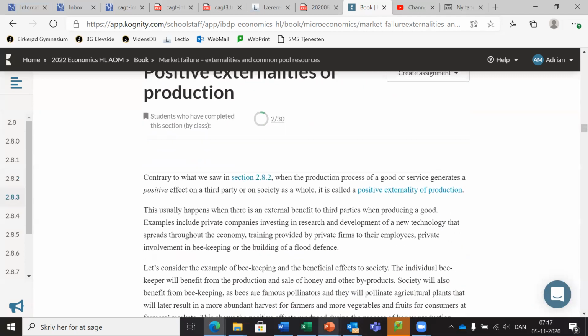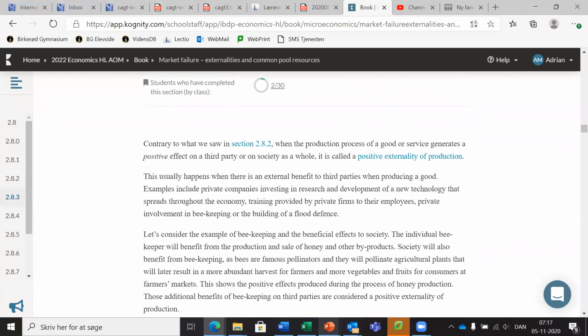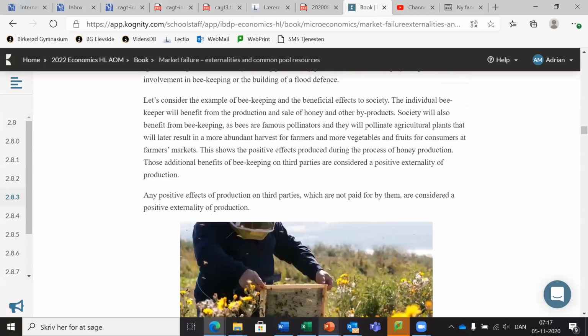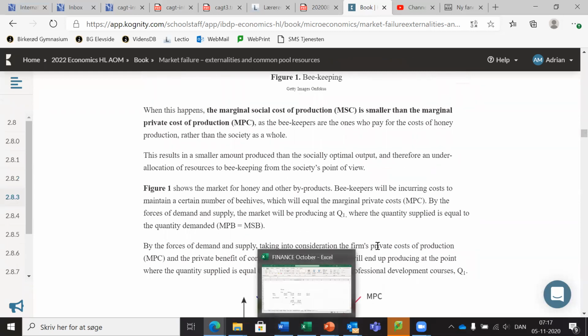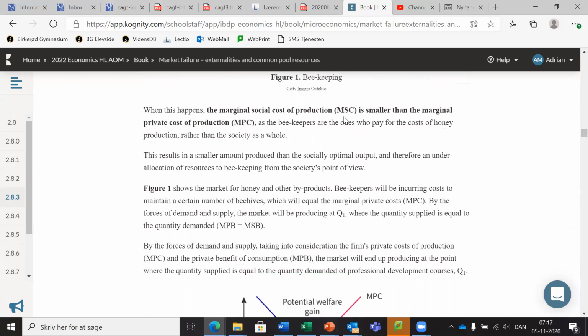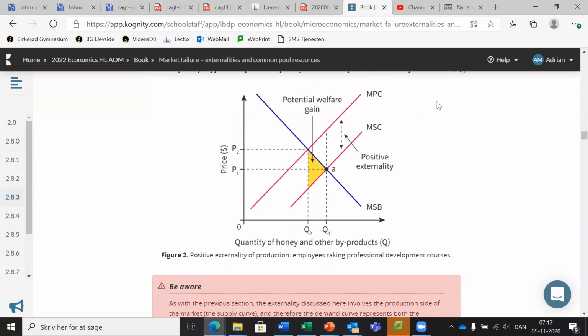Positive externalities of production. So not all production produces just pollution. Here we talk about the example of beekeeping. Please read through this here, understand what they're talking about. But in this case, the marginal social cost of production is smaller than the marginal private cost. So we have the opposite challenge. Here, we have the marginal social cost is actually less. So this curve, the supply curve, is to the right of the private cost curve. So in this case, it's not that we have a welfare loss, but we're actually leaving behind a potential welfare gain.